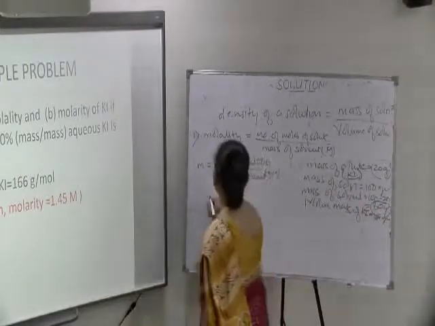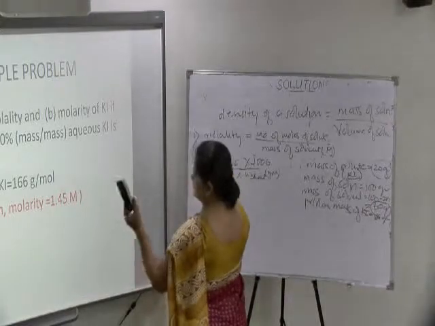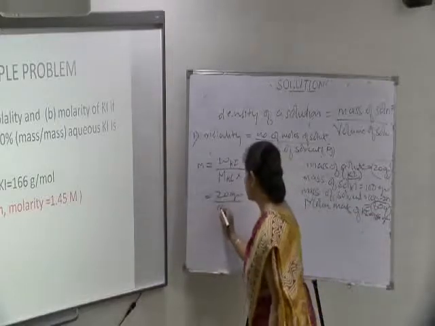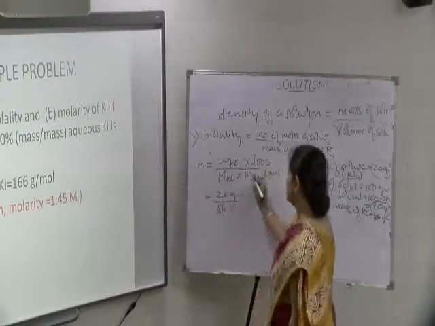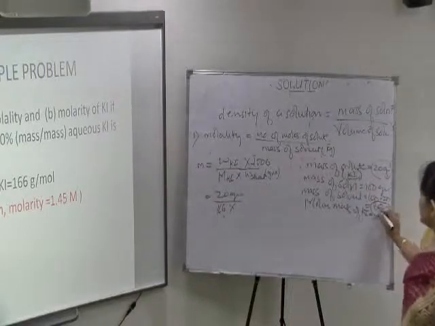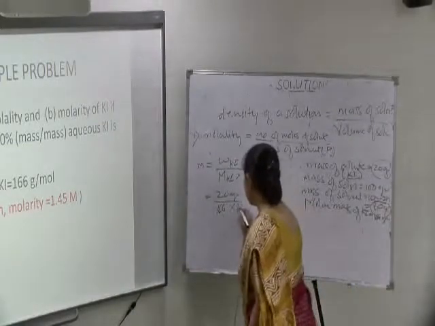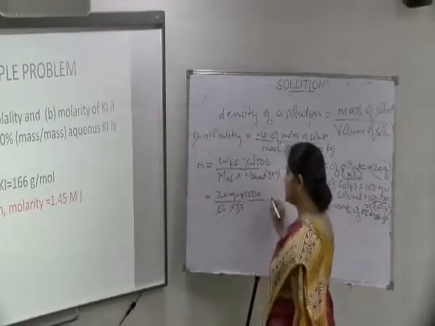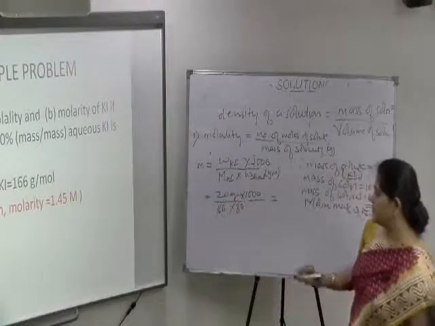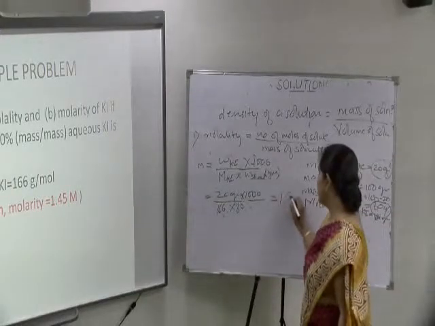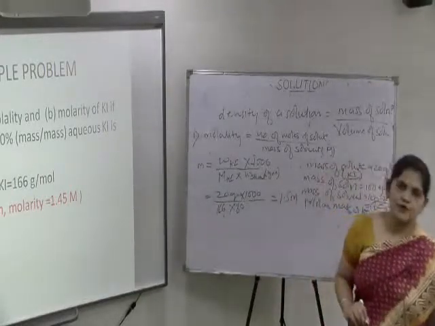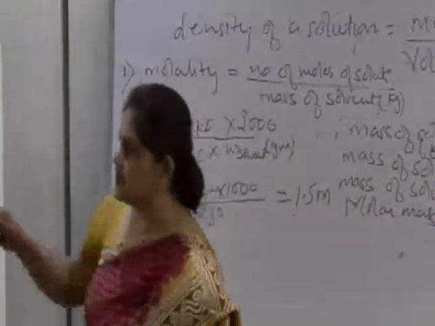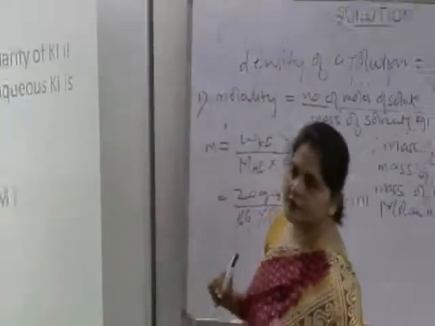Just substitute the values. The mass of KI is 20 grams. The molar mass is given as 166. The mass of the solvent we have already taken out is 80 grams. Because it is in grams, we have to take it in kgs, so we convert to kg by dividing. When you solve this, the value comes out to be 1.5 molal, that is moles per kg. That was the first part, where you calculate the molality of the given solution.